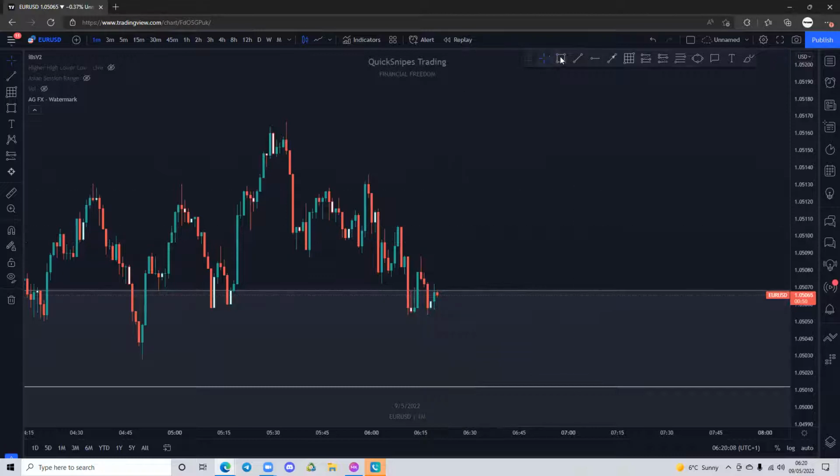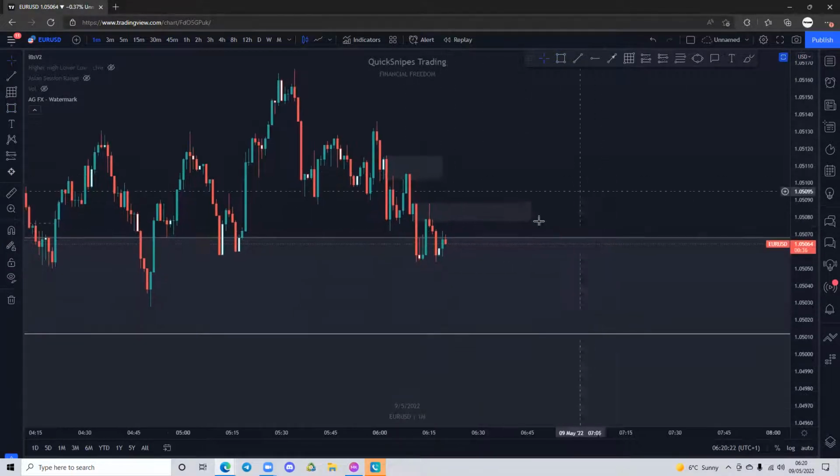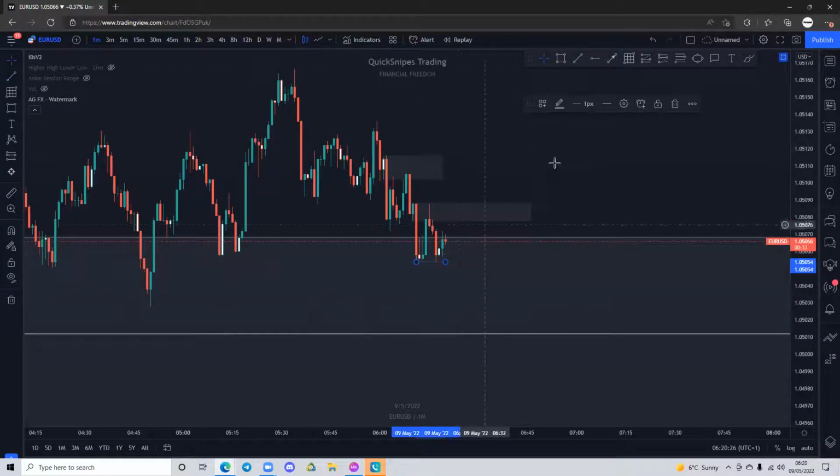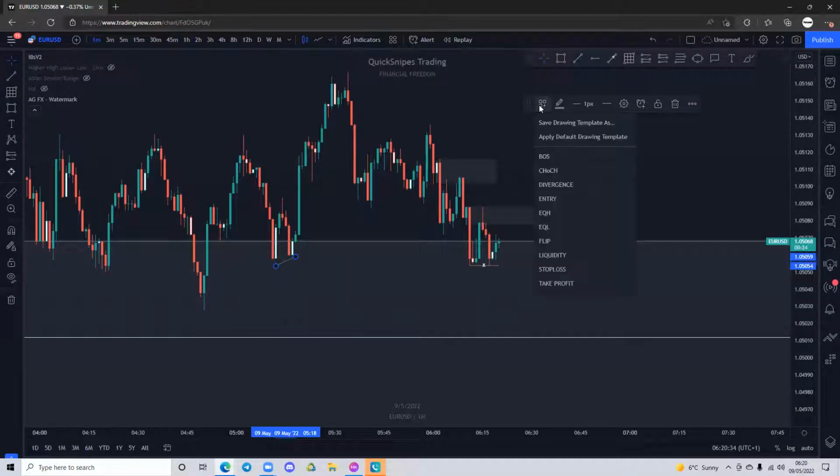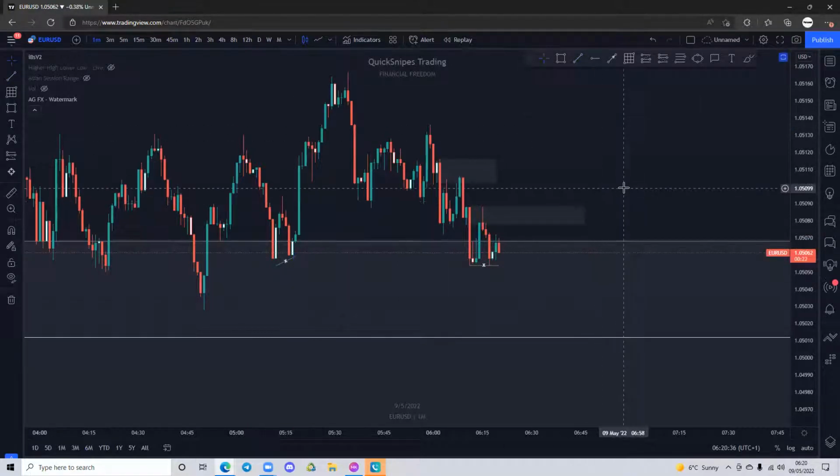So I can see that we've formed this area, been mitigated there. We formed this area which broke structure, we've been mitigated. Now we're kind of in a position where we have liquidity over here. We had liquidity over here which has been grabbed clearly.